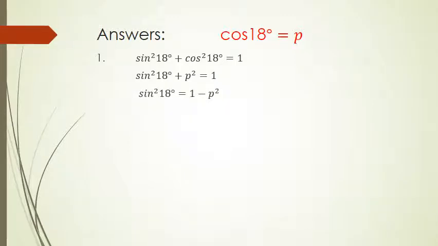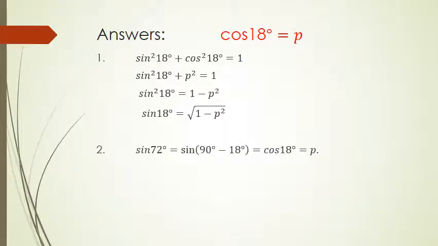Making sine squared 18 degrees the subject, we obtain sine squared 18 degrees equal to 1 minus p squared, and taking the square roots of both sides, observing that this is in the first quadrant and therefore it is going to be positive, we have sine 18 degrees equal to the square root of 1 minus p squared.